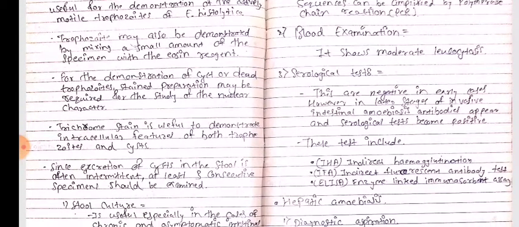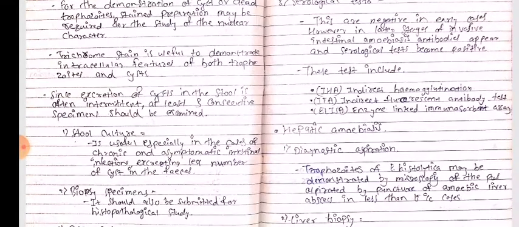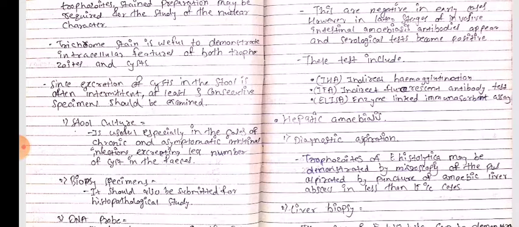Blood examination. It shows moderate leukocytosis. Serological test. These are negative in early cases. However, in later stages of invasive intestinal amoebiasis, antibodies appear and serological tests become positive. These tests include IHA, indirect hemagglutination, IFA, indirect fluorescent antibody test, ELISA, enzyme-linked immunosorbent assay.